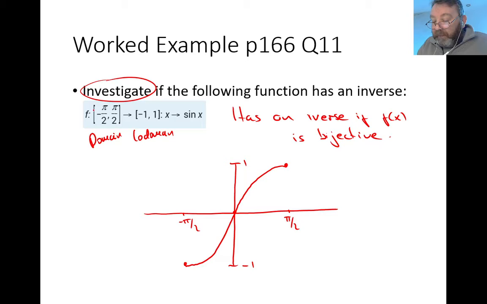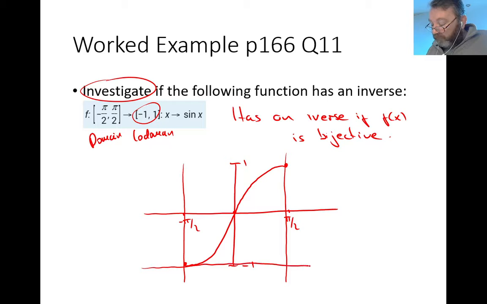Okay. Now, here's your job. Taking the domain from minus pi over 2 there to plus pi over 2 here, we're only working within those two boundaries. If I do the horizontal line test, what do I notice? By the way, we're also only working between minus 1 and plus 1 on the y-axis. So we're working in this window, okay? Now, if you move a horizontal line up and down inside that window, what do you notice? You will only ever cut the graph once. Good. So there's a one-to-one relationship. So it is injective.